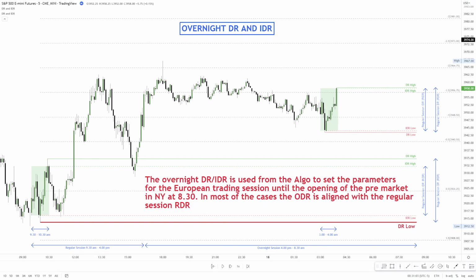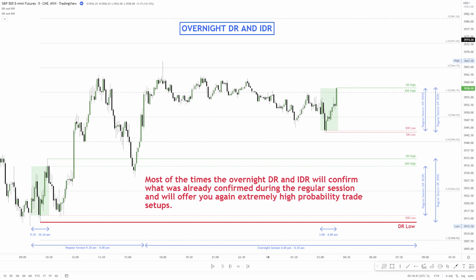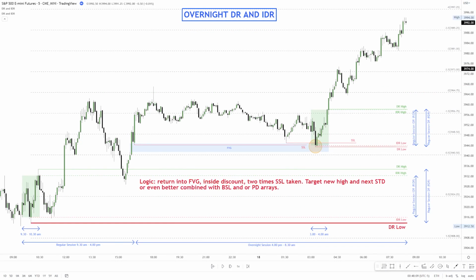Most of the time, the ODR is aligned with what we have already seen in the regular DR. The same rules and logic explained in my first video about the regular session apply for the overnight DR and IDR. Like I already said, normally the overnight DR will confirm what was already confirmed in the regular trading session and will offer you once again extremely high probability trade setups. Let's dive into it. We are using again a logical and probability stacking approach after what I just explained.